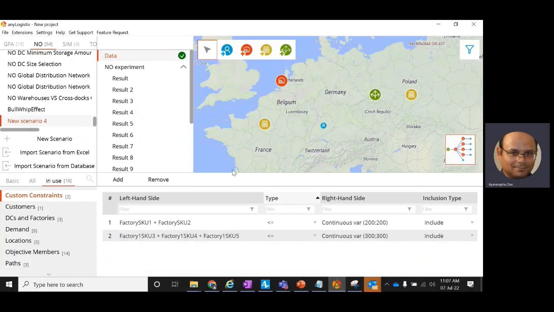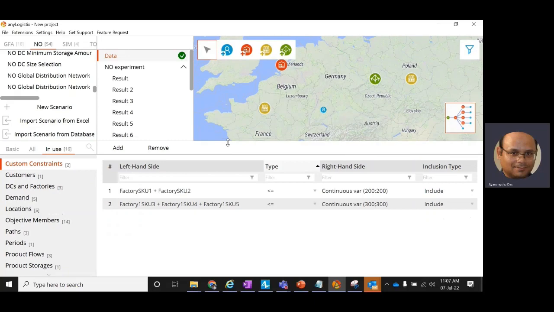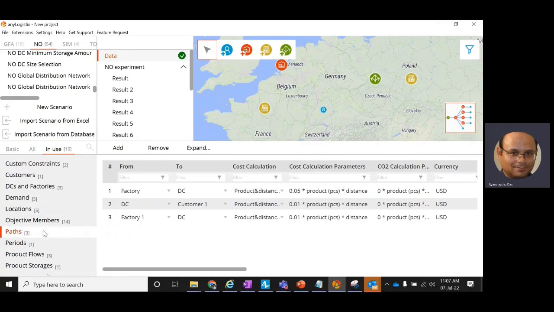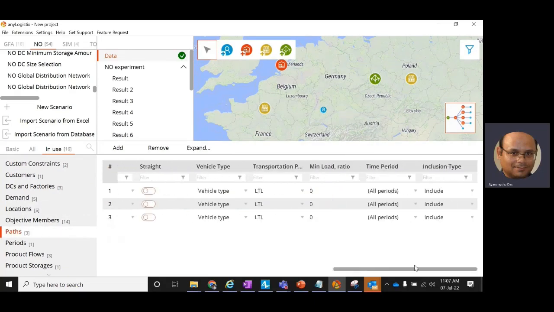One more thing that would be useful to understand is the min load ratio in the paths table. This column specifies that any transportation below a certain threshold would be considered an LTL shipment, which is less than truck load, whereas any transportation above that volume would be considered an FTL shipment.